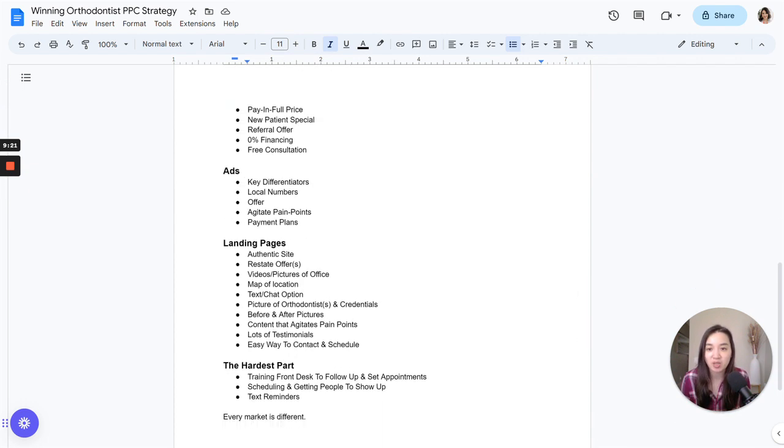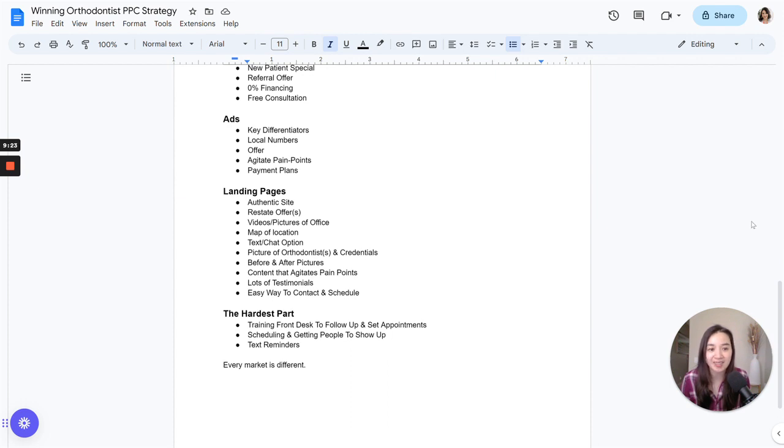All right, so now let's go ahead and move on to ads. So this would be your responsive search ads. It's really important to mention your key differentiators. Okay, well, you straighten teeth, you do alignment, but what's your key differentiator? Is it the area that you're in? What are the different things that allow you to stand out from your competitors?